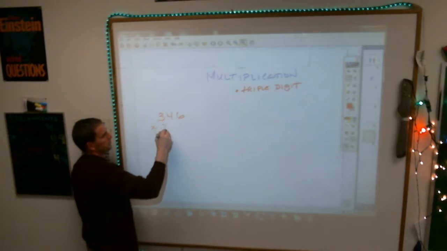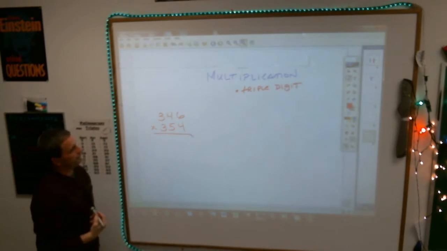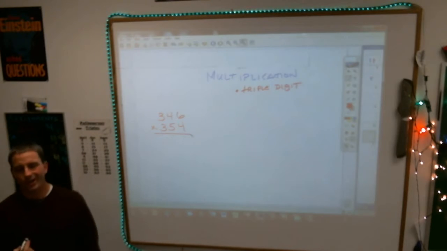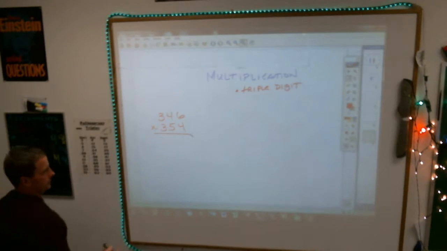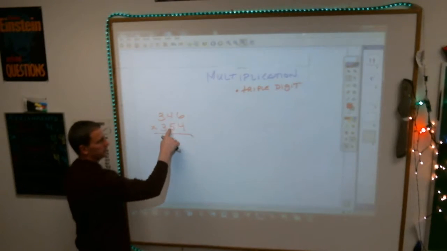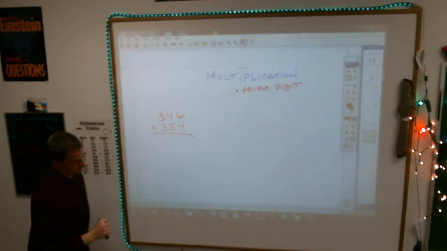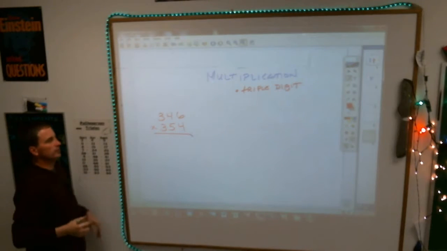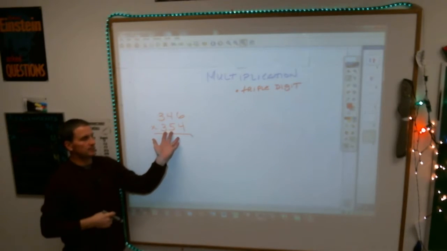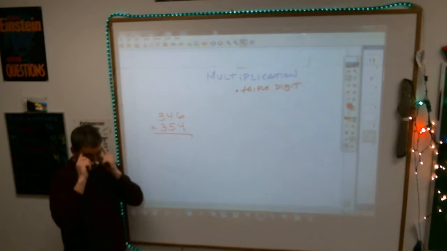346 times 354. This is always the time for the speech where I say, if you don't know your multiplication tables, it's going to take you a long time to do that problem because there are 9 multiplication problems in this. Because you have to multiply this times those 3, this times those 3, and that times those 3. That's a lot of them. But before we get there, just to get this back in your mind, what are we doing when we multiply 346 times 354? Just like with double-digit multiplication, here's what you're thinking.